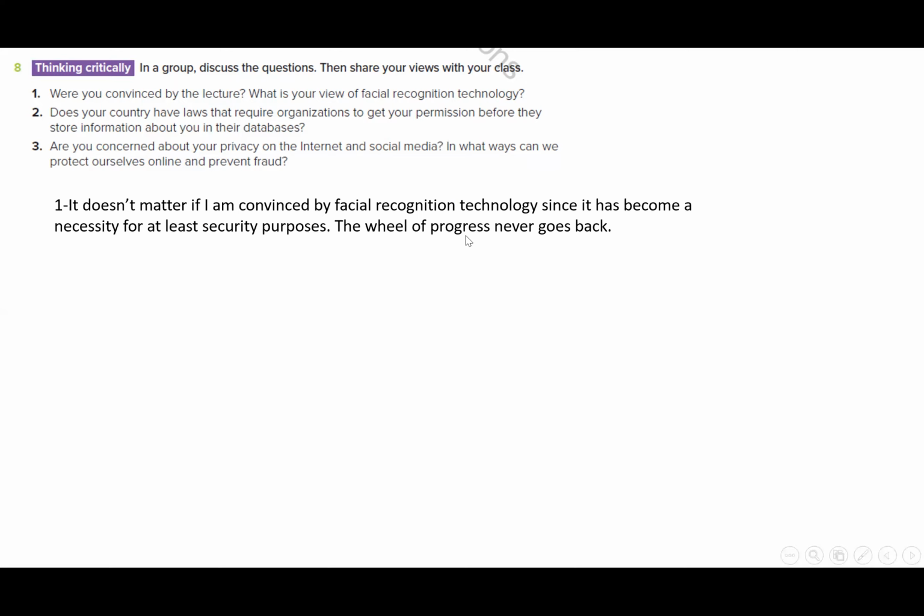The wheel of progress never goes back. So it doesn't matter if I am convinced or not. Facial recognition technology will be used at least at airports for security purposes. Convinced or not, it will be used because the wheel of progress never goes back. We can never go back in time.